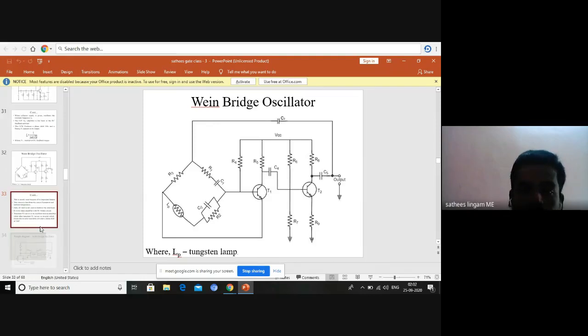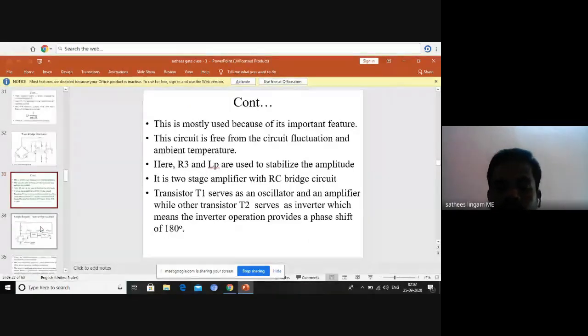So this is mostly used because of its important features. The circuit is free from circuit fluctuation and ambient temperature. Here R3 and the LP are used to stabilize the amplitude. It is a two-stage amplifier with an RC bridge. See here, this is the important point we require: the transistor T1 serves as an oscillator and then amplifier.